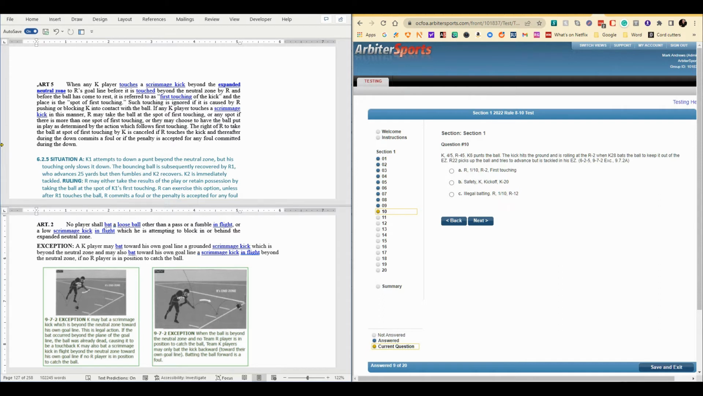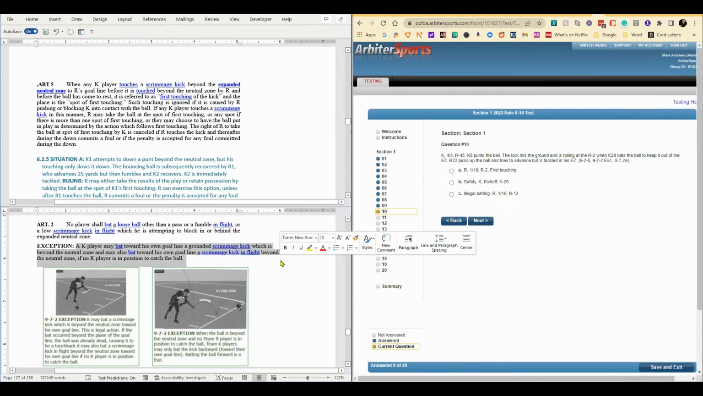K28. Is that legal? You remember the previous question, I said we're not going to talk about the exception. Well, now we're going to talk about the exception. It says, no player shall bat a loose ball other than a pass or fumble in flight. This is a grounded ball, right? The exception: a K player may bat towards his own goal line a grounded scrimmage kick which is beyond the neutral zone, and may also bat towards his own goal line a scrimmage kick in flight beyond the neutral zone if no R player is in position to catch the ball.